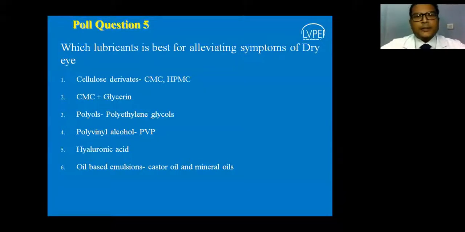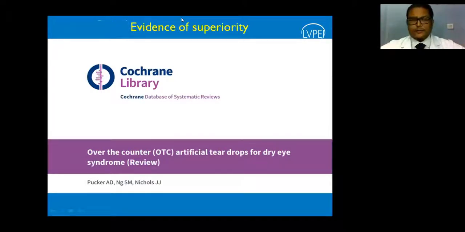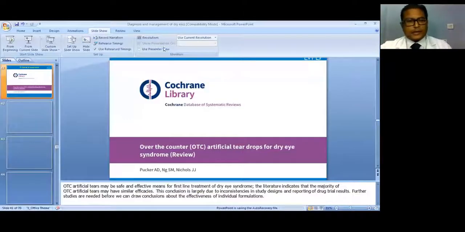So, which lubricants are best for alleviating symptoms of dry eye? Preferences, practice, and prescribing patterns differ amongst ophthalmologists. There is an interesting Cochrane study on this, and the researchers found that over the counter artificial tear drops for dry eyes may be a safe and effective means of first-line treatment of dry eyes. However, the literature indicates that the majority of artificial tears have similar efficacy.